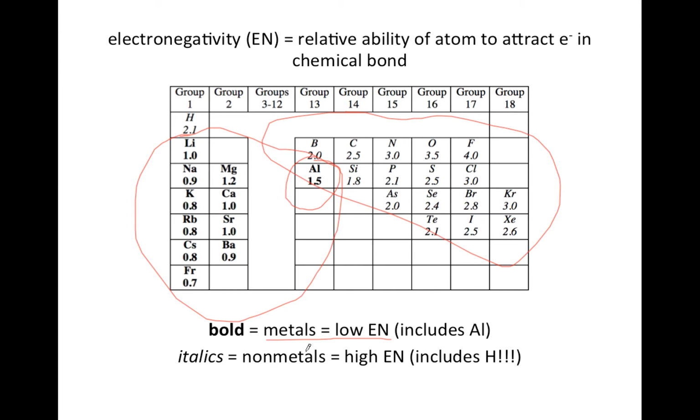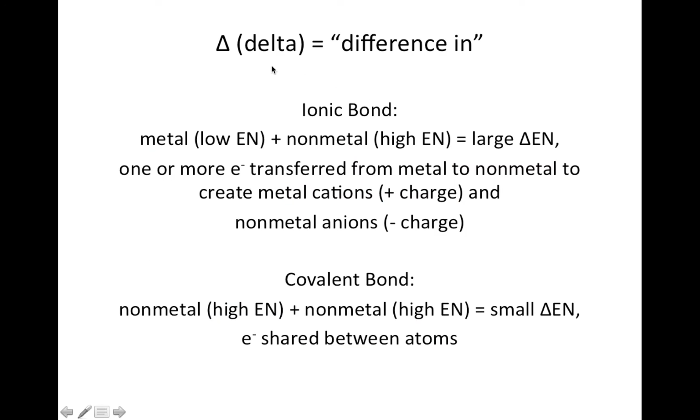Those are called nonmetals. Hydrogen, by the way, over here on the left, you might think it's a metal, but because of its high electronegativity, from now on let's consider it a nonmetal when we're talking about bonding. So nonmetals include hydrogen. If you see this triangle symbol, it's pronounced delta. That's the Greek letter delta, and it means difference in.